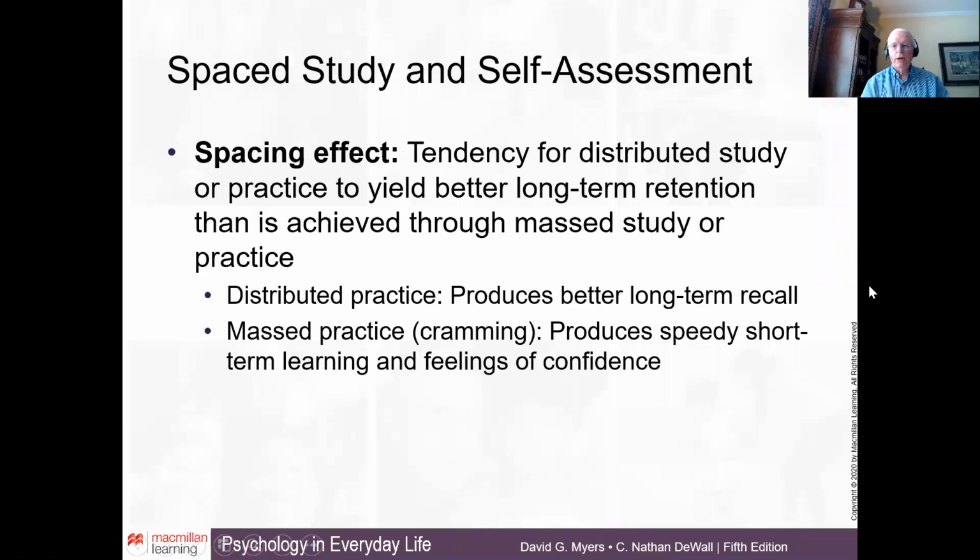Hello, today we are going to continue our discussion about memory by taking a look at ways in which we can use memory research findings to help us to learn and remember more effectively.